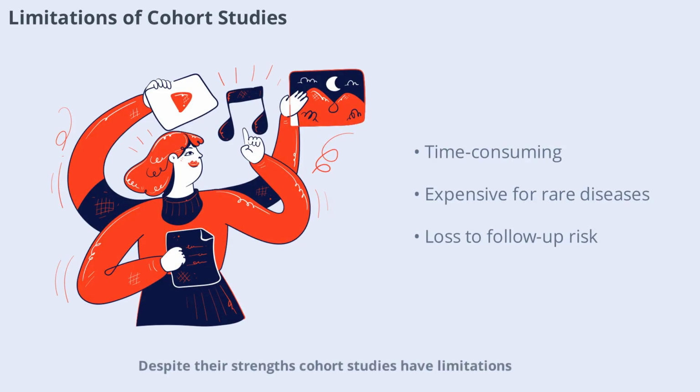Despite their strengths, cohort studies have limitations. They can be time-consuming and expensive, especially for rare diseases that require large sample sizes and long follow-up periods. Loss to follow-up can introduce bias, and changes in exposure status over time can complicate analysis. Researchers must carefully plan and manage cohort studies to minimize these challenges and ensure valid results.